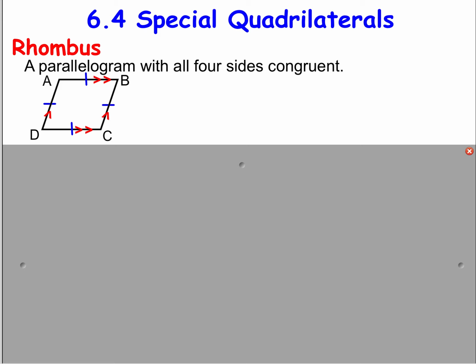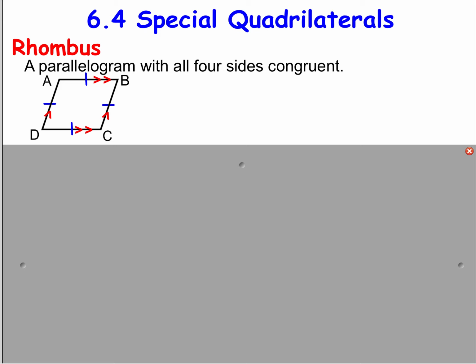Okay. Chapter 6, Section 4 is about special quadrilaterals. So we're continuing with the theme. If you remember, Chapter 6, Sections 2 and 3 were both about parallelograms. So a parallelogram is a special type of quadrilateral that we have already introduced. In this chapter, we will introduce more parallelograms that have even more specific names. So we will go over those now.